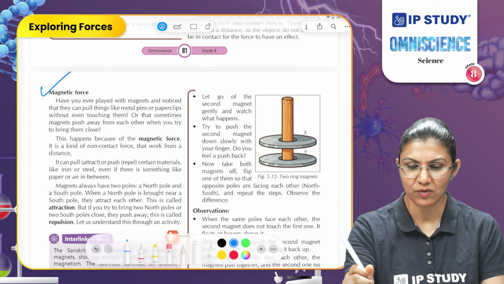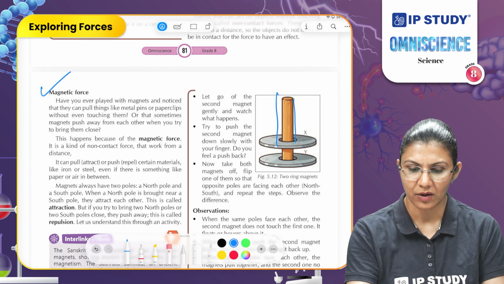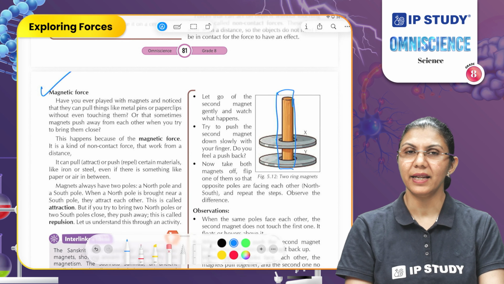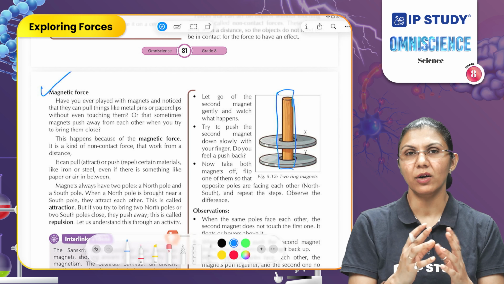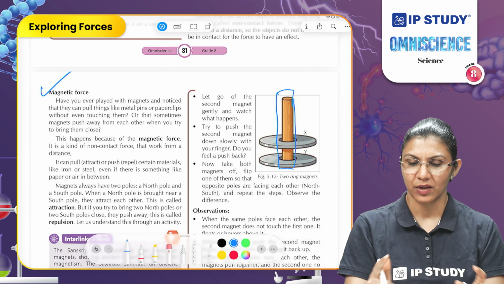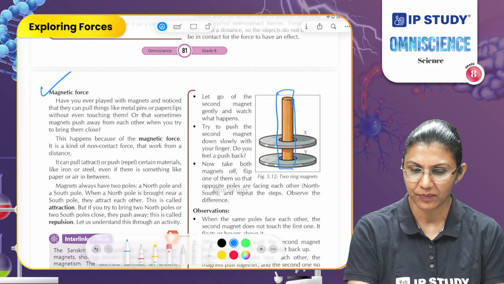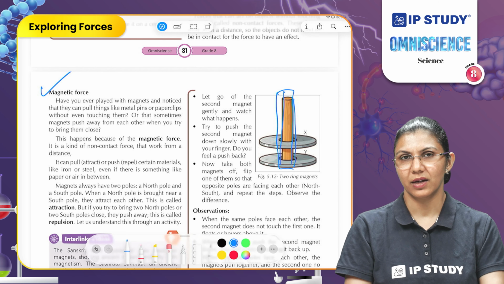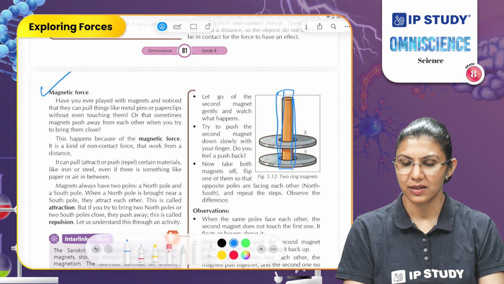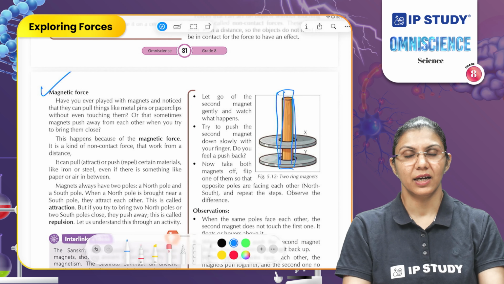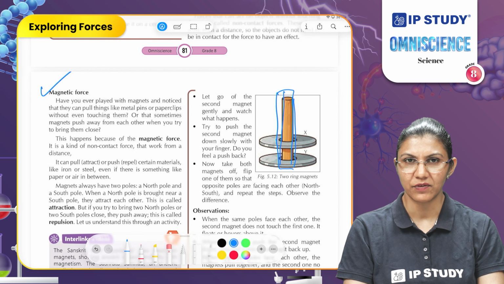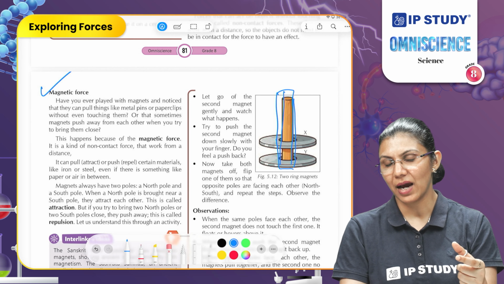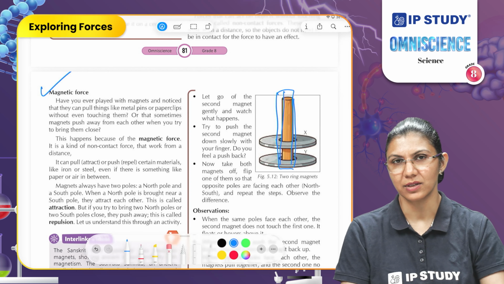Fix one stick using any tape or glue on any surface and take two disc-shaped or ring-shaped magnets. Place one magnet on this stick, like insert it over the stick, and it will settle at the bottom due to the gravitational force. Now take another ring magnet and repeat the process.